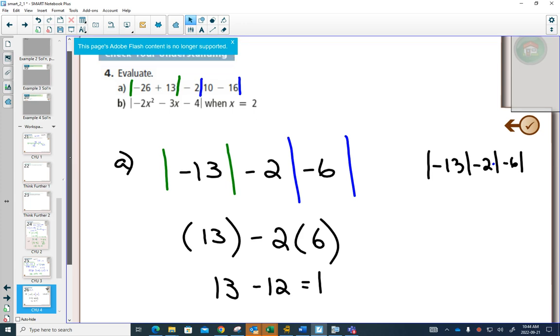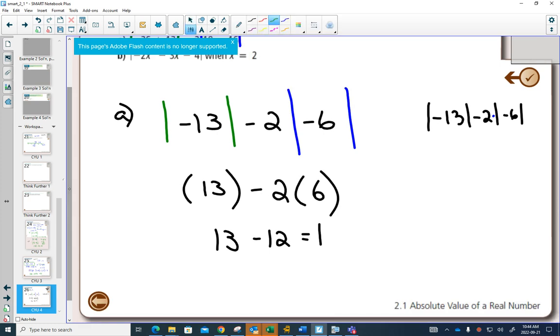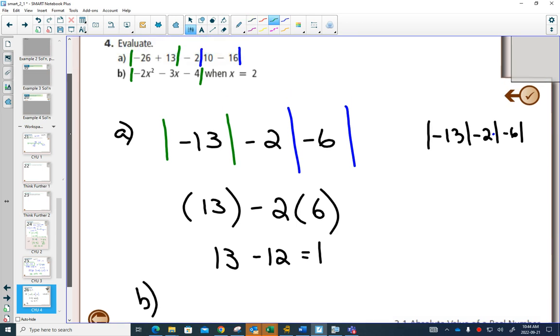Part B, okay? You see that part B only has one set of absolute values. I can still color code it, but it's not going to be as crazy. We need to figure this out when x is 2. When you substitute, I'll still use my color coding.